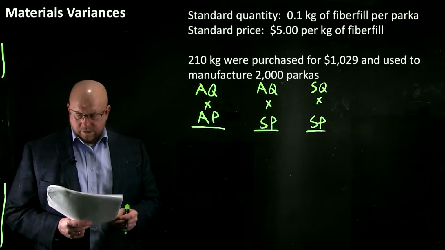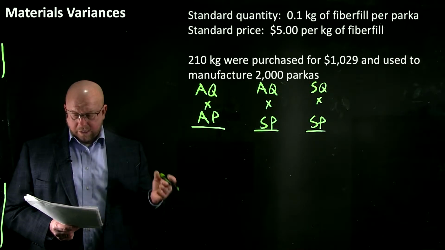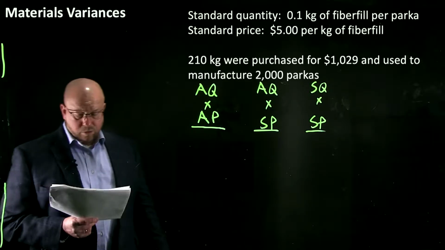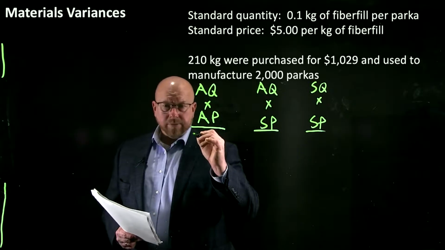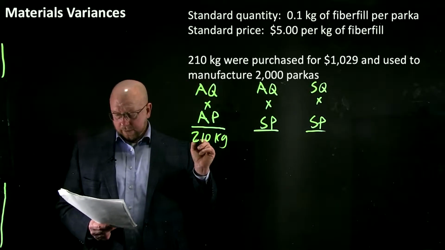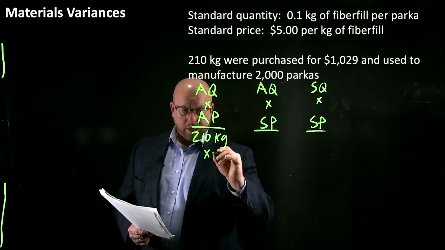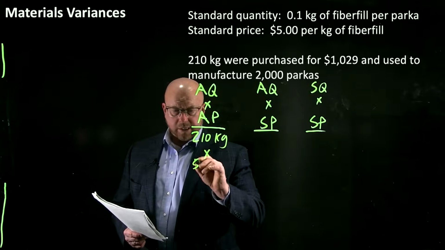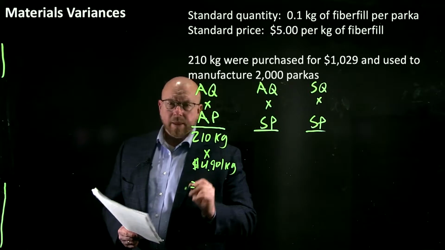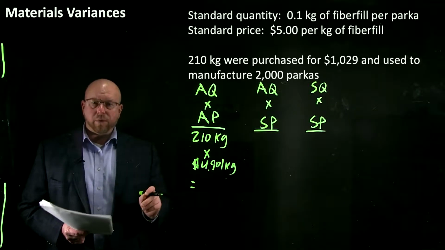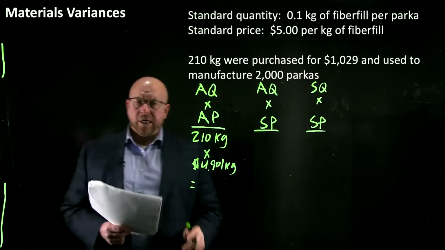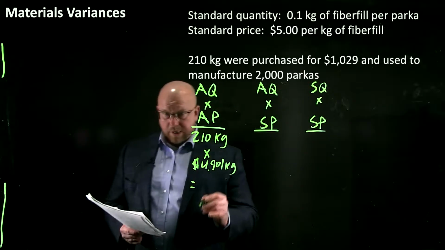And what we want to find out is, do we have a spending variance overall? And is that spending variance favorable or unfavorable? Then we want to disaggregate it and look at the price and quantity variances. So let's look at the actual quantity. The actual quantity here was 210 kilograms. And the actual price that we paid is $4.90 per kilogram. Now, I can already look at this and see that we're probably going to have a favorable price variance because the standard price is $5 a kilogram. We spent $4.90 per kilogram. That's a 10-cent savings, so keep that in mind.